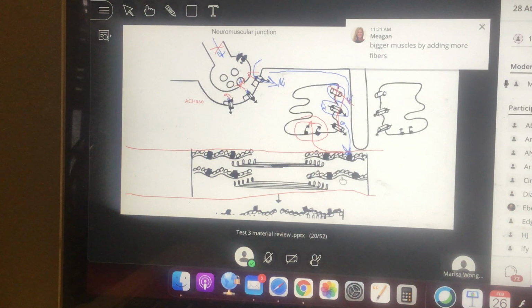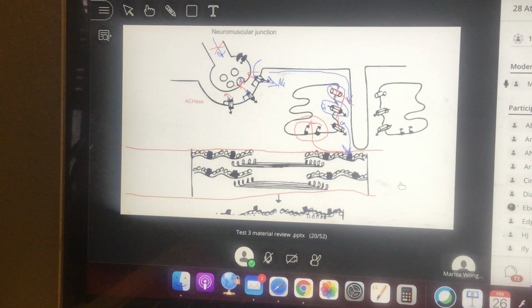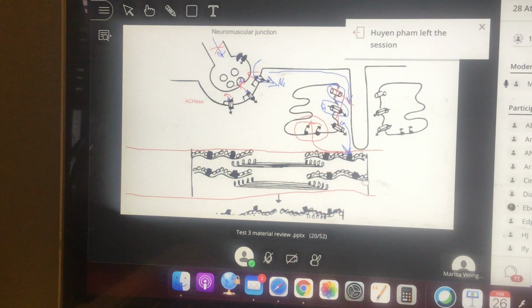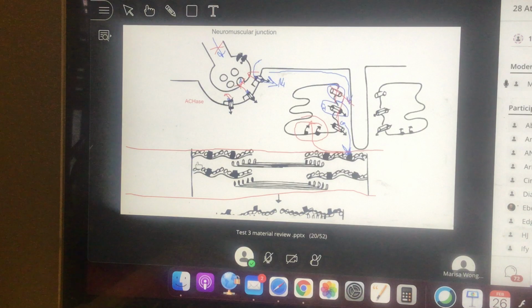Yeah, more fibers is one way to think of it, but really in a single myofibril, you're going to have a set number of filaments. So what you're really going to do is add more myofibrils. Remember, this whole thing is a myofibril. These individual things are the filaments.